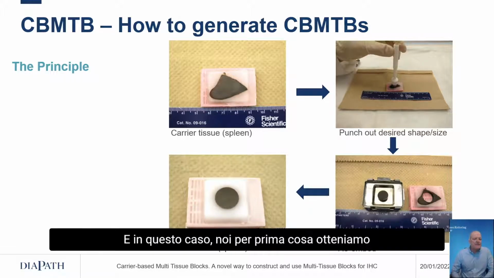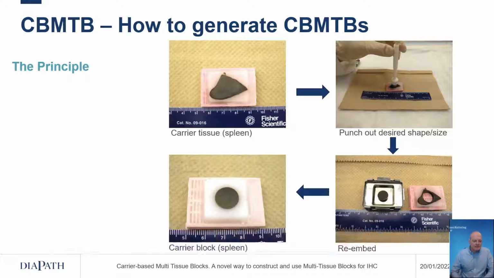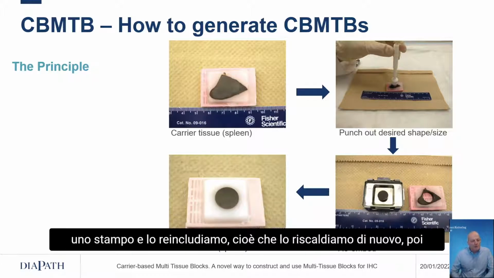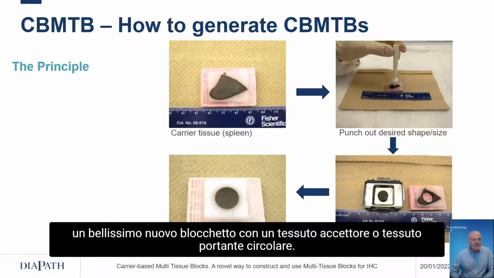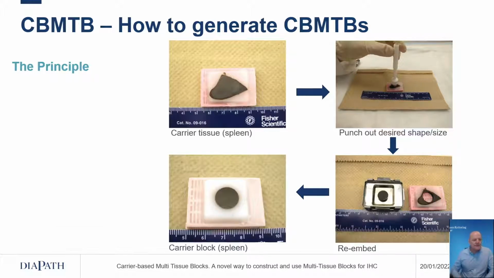And in this case, we first punch out the desired circular spleen tissue. In this case, it's 12 millimeters in diameter. Put it into a mold and re-embed it. Means we'll heat this again, then pour paraffin over it, let it grow cold, and you see a beautiful new circular acceptor tissue or carrier tissue. This will serve as the carrier for the other tissues that we're going to insert.